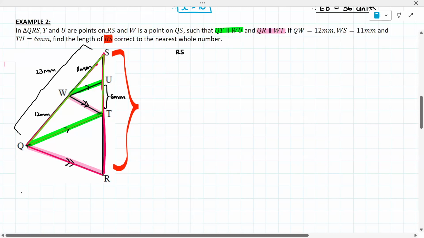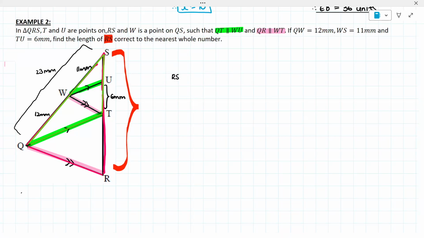So SR, now I have to decide what it's going to be over. Well, I don't really have much. That's okay. I'm going to go over ST. Now the reason I'm going to go over ST, which is the side length over here, is because I already know that UT is 6 millimeters. And I can see that in my green triangle, I could set up a ratio for SU over UT, and I could get the whole side length ST. Granted, I don't know that information now, but I can get there.